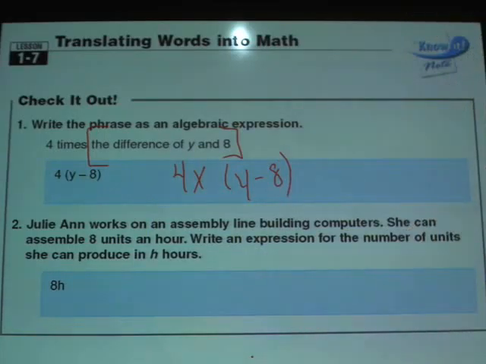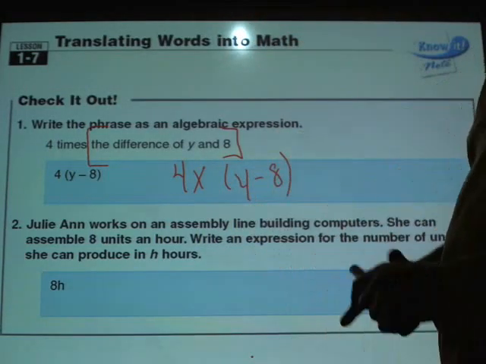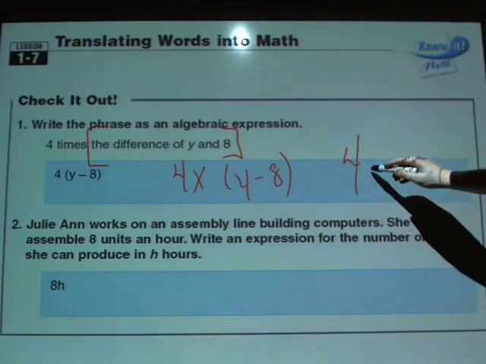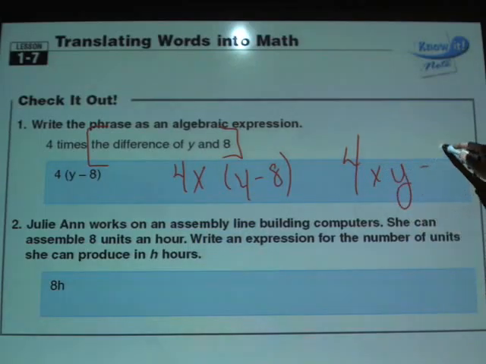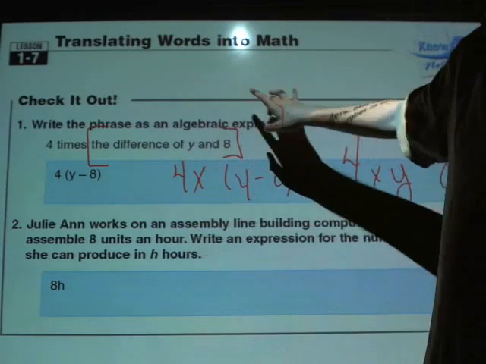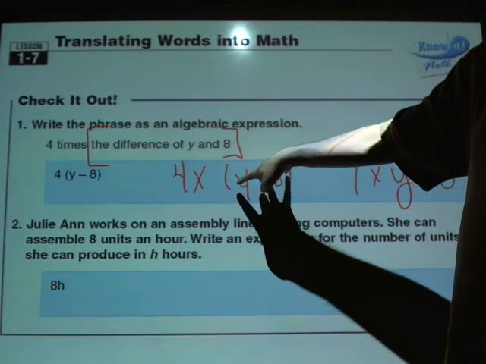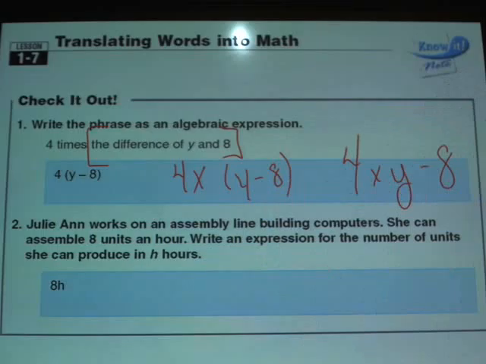Now, notice the way I wrote y minus 8 there, y minus 8 is in parentheses because 4 has to be multiplied by this entire thing. If I didn't write it in parentheses and I wrote it like this instead, realize that the order of operations is going to take precedence then and make me do 4 times y first. But it's not 4 times y. It's 4 times this entire thing, which is why it has to be in parentheses to make me work this part out first.